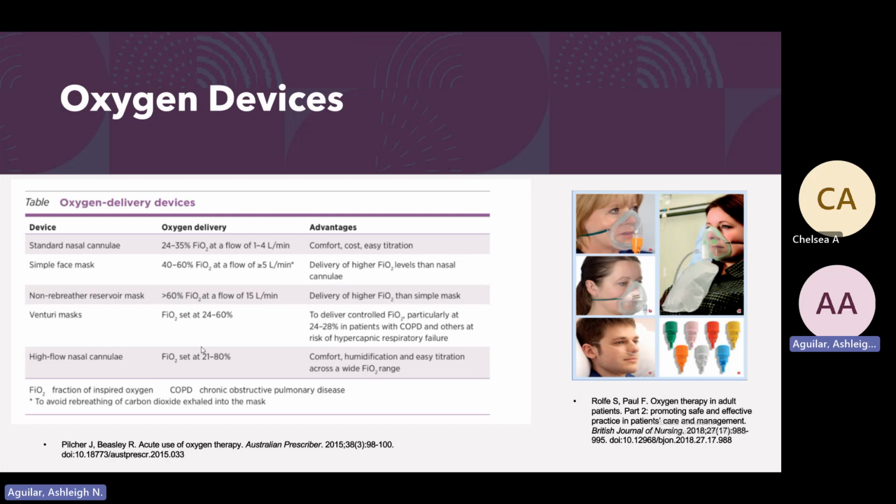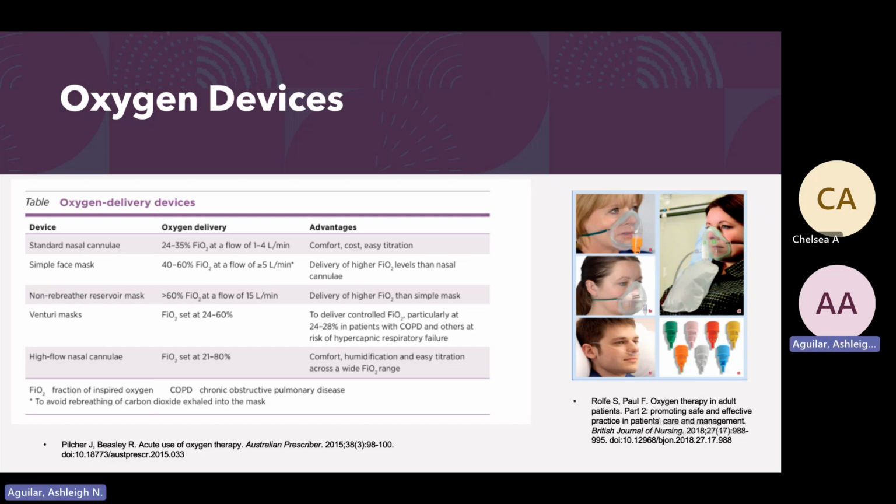With a non-rebreather, you can give greater than 60% FiO2 at a flow of 15 liters per minute. So you're able to give that higher FiO2 than with a simple mask. With a Venturi mask, the FiO2 is set from 24% to 60%. The advantages are you have a controlled FiO2, particularly at 24 to 28% in patients with COPD and others at risk of hypercapnic respiratory failure.